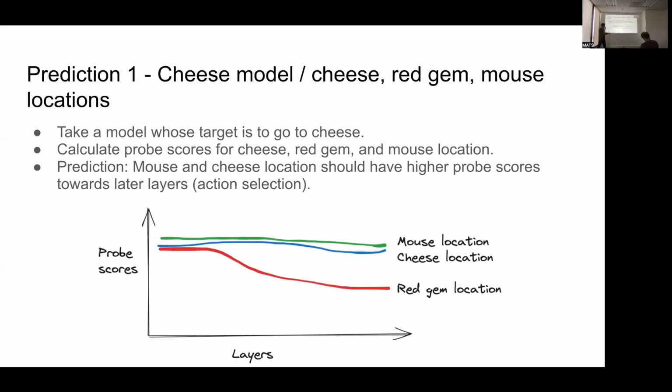So if we have the layers down here, this is going to be the input, the output's going to be over there. For each layer, we're going to plot the score, and we predict it's going to look something like this, because here's where the perceptual processing might happen, and then later on, this is potentially where the action selection might take place.